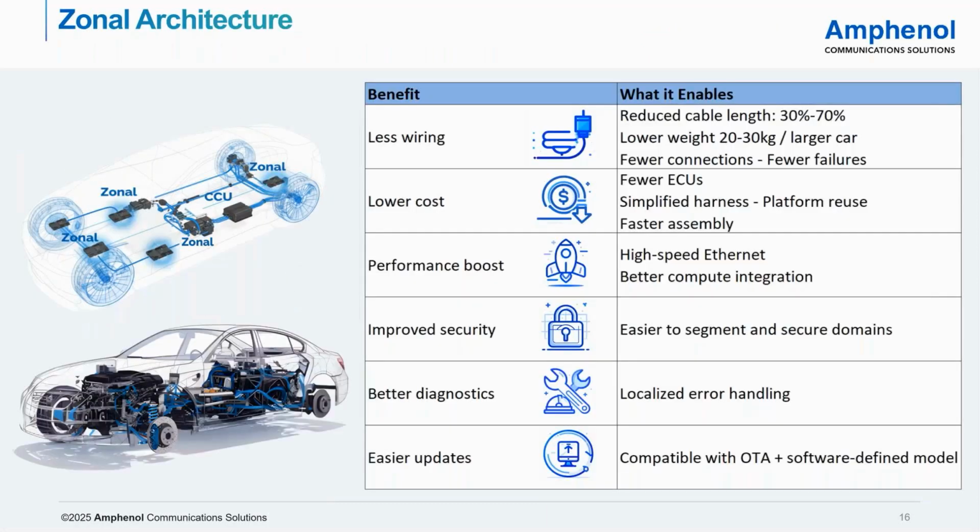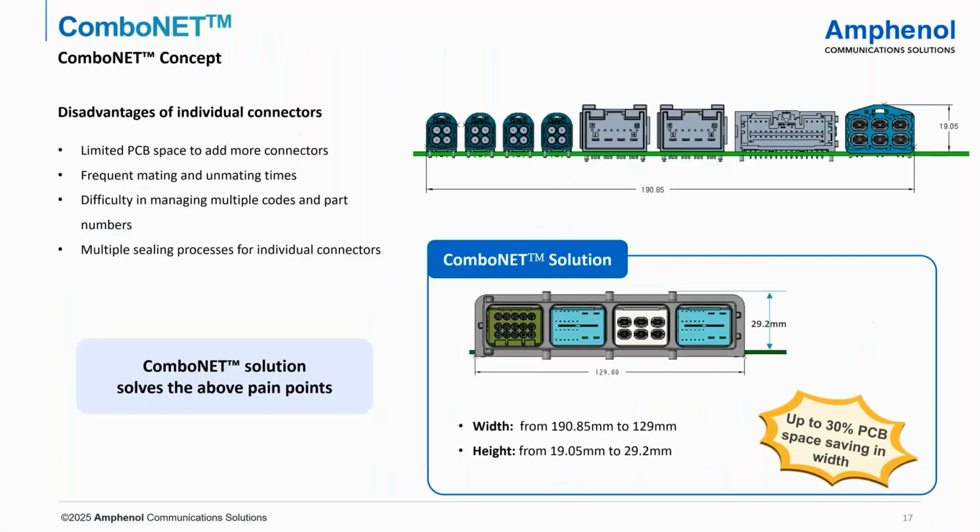Zonal architecture. I don't think we have to explain zonal architecture. Most of the people on this webinar will know what the advantages are of zonal architecture. But the question is, what can we do as connector maker to meet those requirements, to have less cabling, to have a lower cost, less weight in the car architecture? For this, we developed the ComboNet.